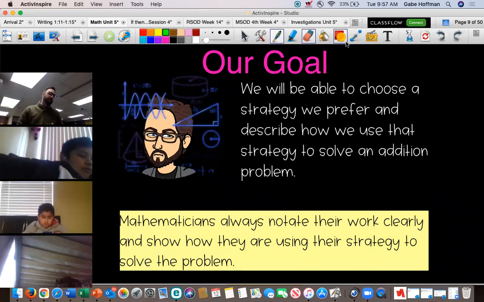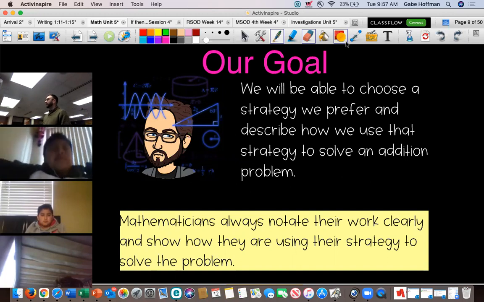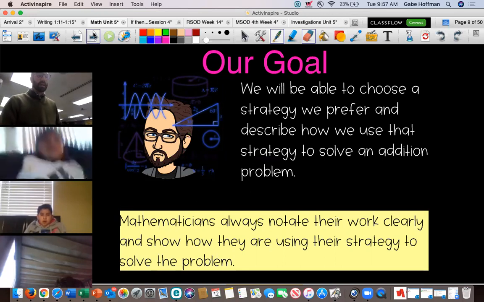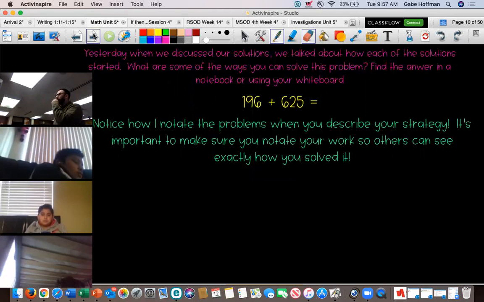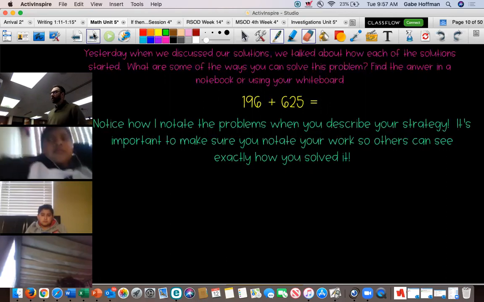Today, I want you to work on being able to explain very clearly what you did step by step and then notate it. And when we say notating, what we mean is being able to clearly show what you did step by step when you write out those steps, okay? So we looked at some strategies yesterday. I'm gonna give you time to do that again today, okay? So we discussed solutions to a problem yesterday. We talked about how you started them and what you did.